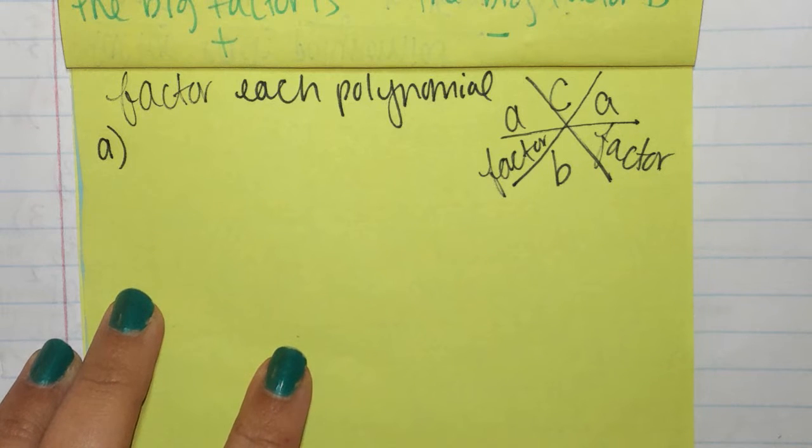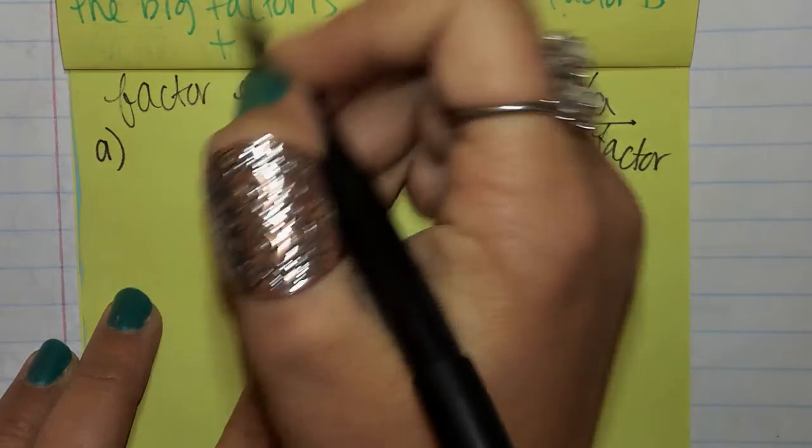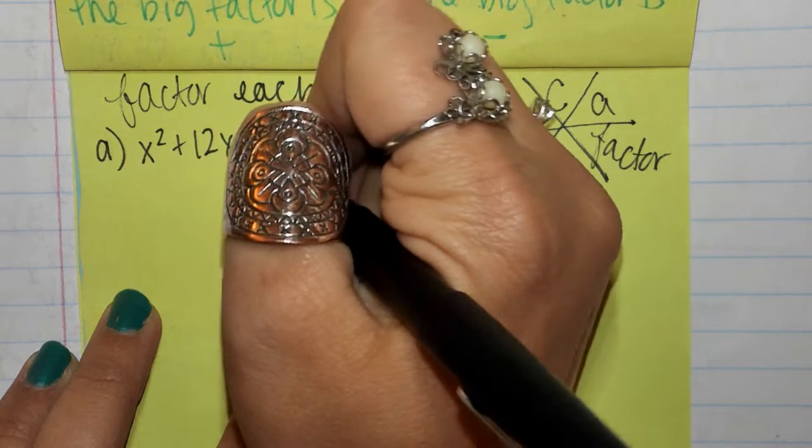Yes, ma'am. Saxon is. Okay, go Saxon. You used to read it out loud. Say it. X squared plus 12x plus 32.